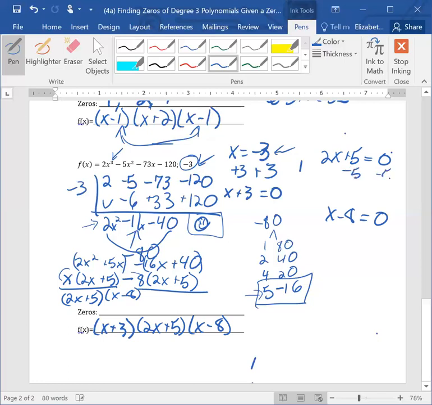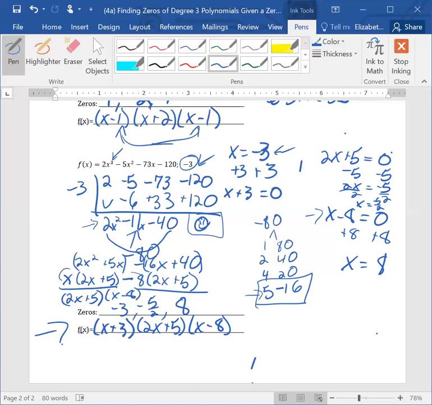Subtract 5 from both sides. So 2x equals negative 5. Divide by 2. So x equals negative 5 halves. That's my other 0. Negative 5 halves. I forgot to write down my first one. Negative 3. Or maybe I erased it a minute ago. And then back over here. x minus 8 equals 0. So add 8 to both sides. So x equals 8. Write down my other 0 here. All right, so our zeros are negative 3, negative 5 halves, and 8.